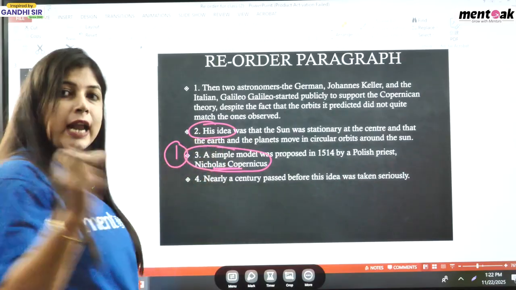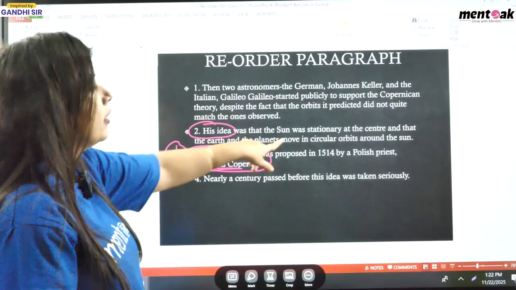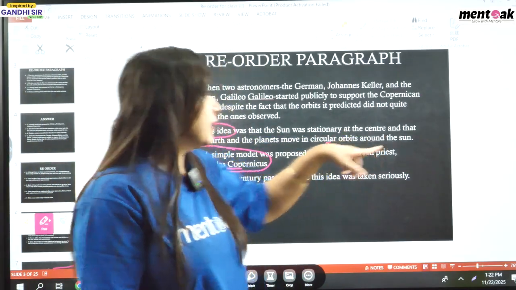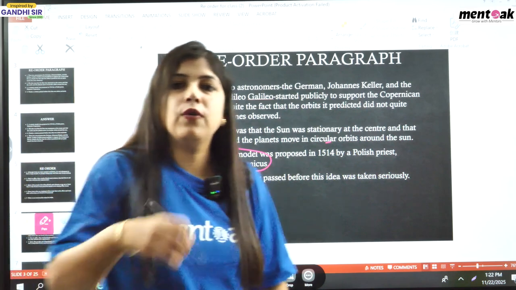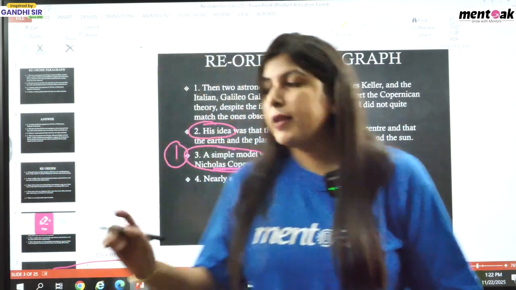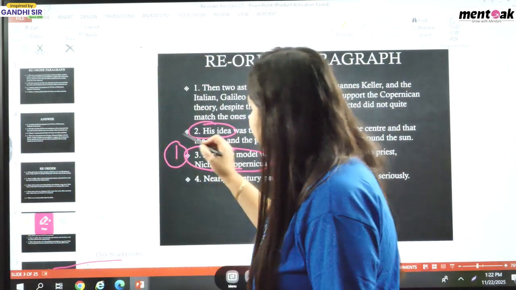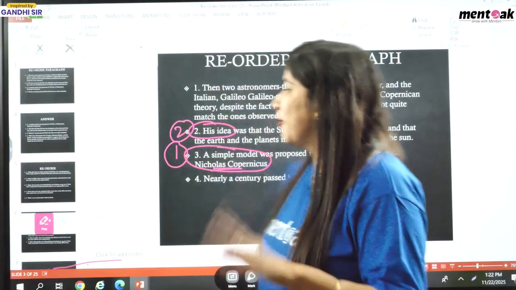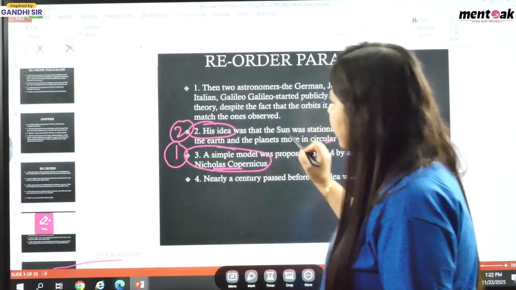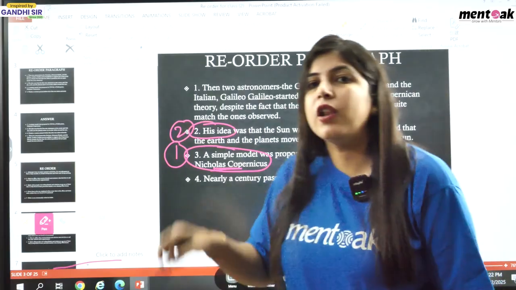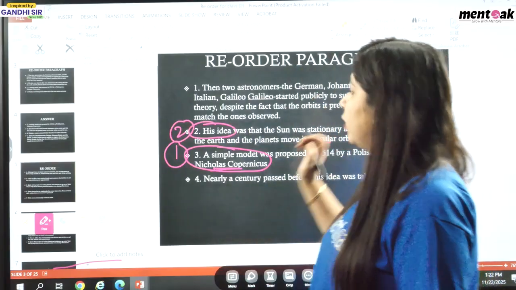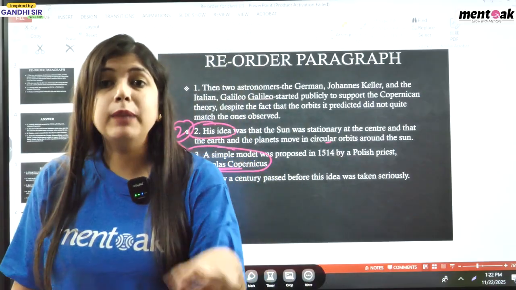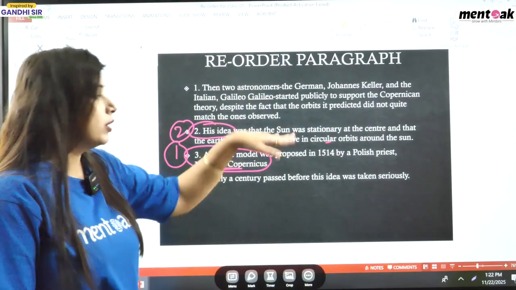His idea means Nicholas' idea was that the sun was stationary, that the sun was still and at the center, and all the planets were moving around it. Is that clear? So basically this pair is very clear to us. So this will come at the second place. Now what was his idea? That the sun was stationary and planets were revolving. That was the idea of Nicholas. Now we have to find out another dependent line, which line will depend on the same.